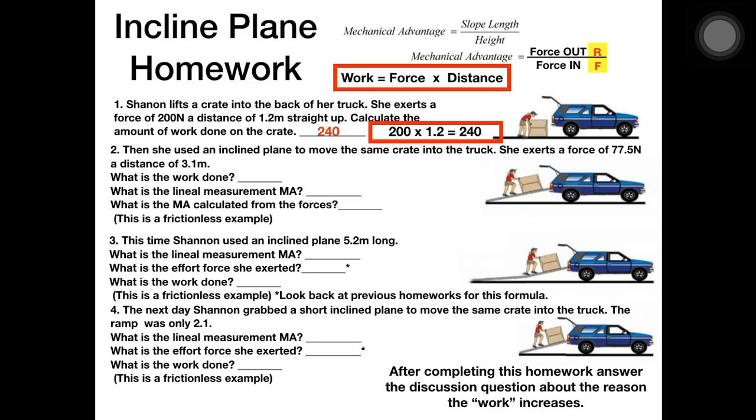Again, we will be using the formula in the red box. Sorry about that, we didn't fill in the 240 in number 1 there. So again, on number 2, to figure out what is the work done, we will be using the red box again. And we have the force of 77.5, and we have the distance of 3.1. When we multiply those together, we get the amount of work done is 240.25. We notice here that the work has actually increased.